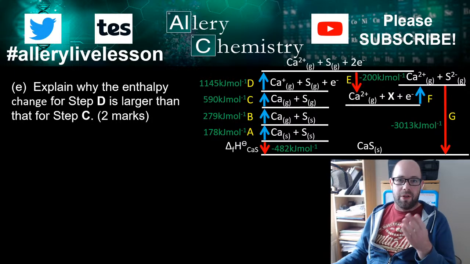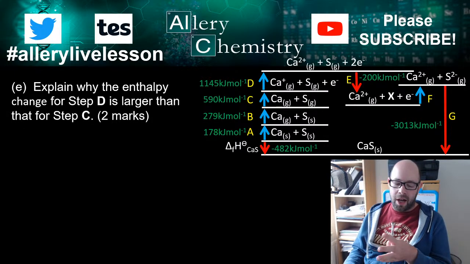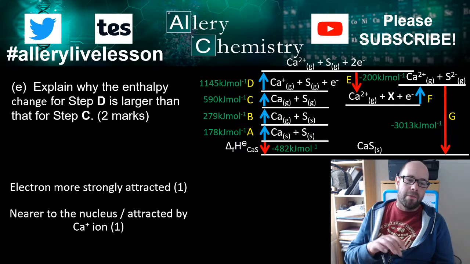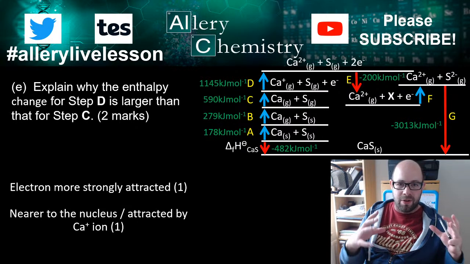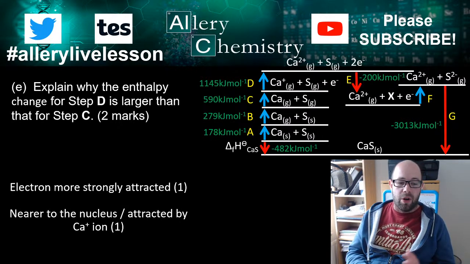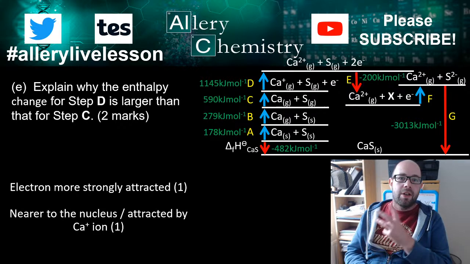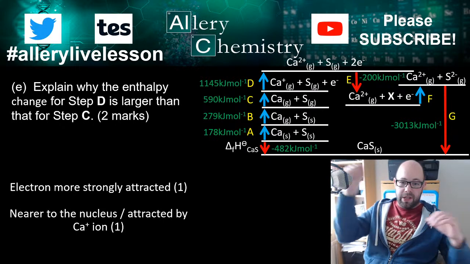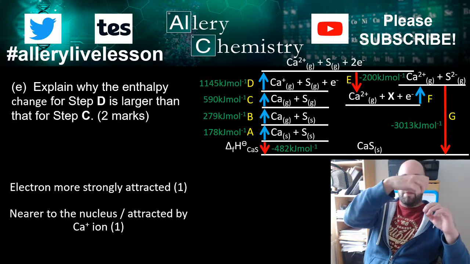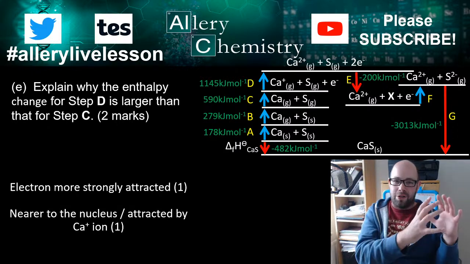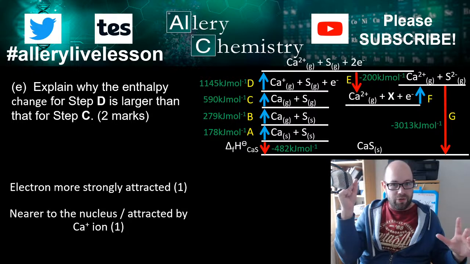If you got this right, you're doing very, very well, because this is a hard question. So let's have a look. First mark: electron is more strongly attracted. So anything to do with talking about the strength of the attraction, because it's nearer to the nucleus, or it's attracted by a calcium 1+ ion. Just imagine you've got a calcium atom. You're going to remove an electron from it. That's going to need energy. All of these need energy. So we're going to put a bit of energy in to remove that electron from calcium. But you're removing an electron from something that doesn't have a charge already. So that's fairly straightforward.